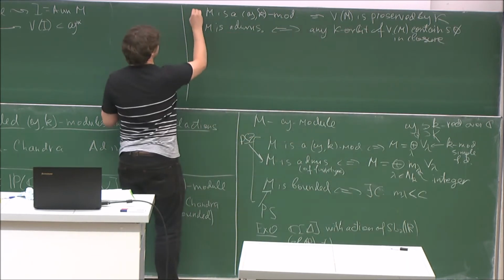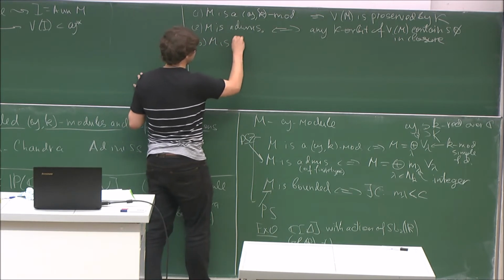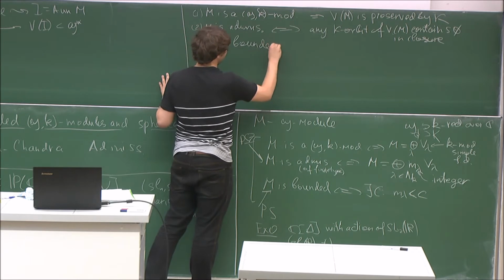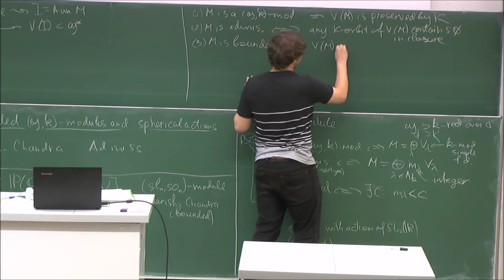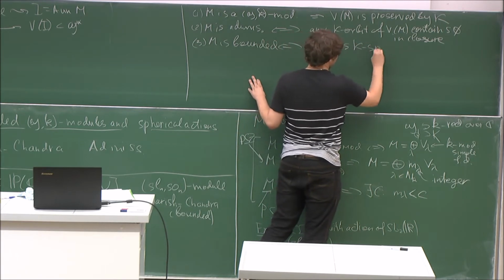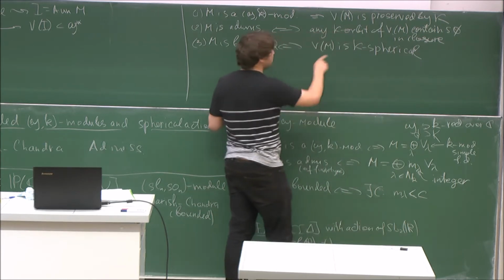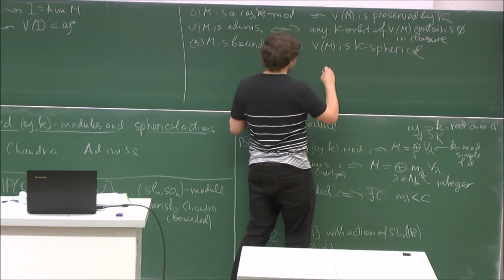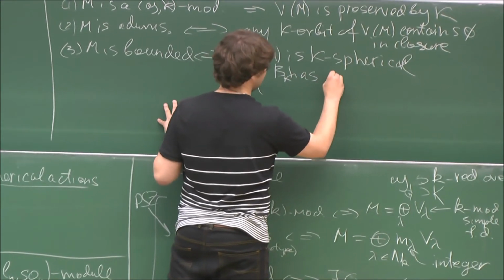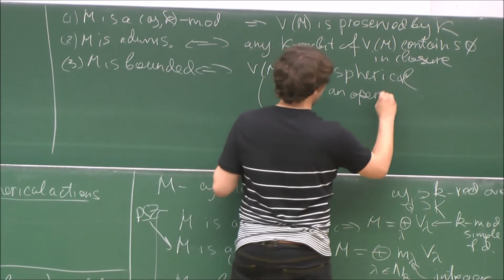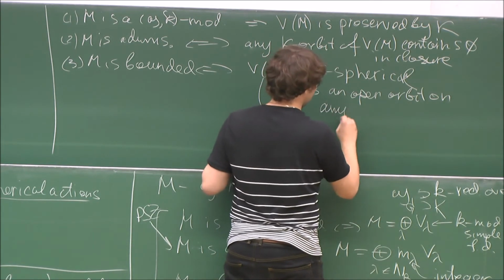And such a condition is translated as: M is bounded if and only if D of M is 0. This condition I understand in the following way. We fix some Borel subgroup B of K, and this condition means that B has an open orbit, K has an open orbit on any irreducible component of the variety.